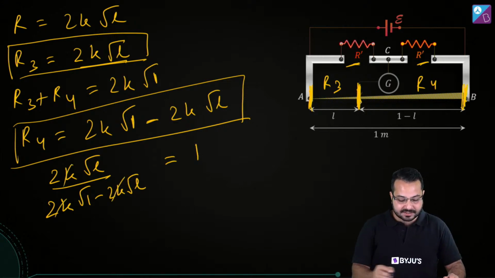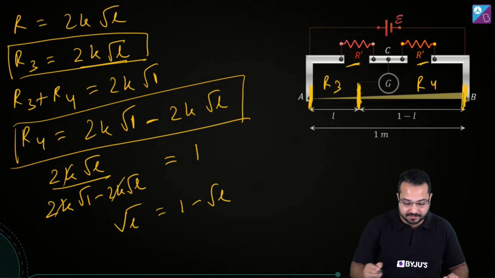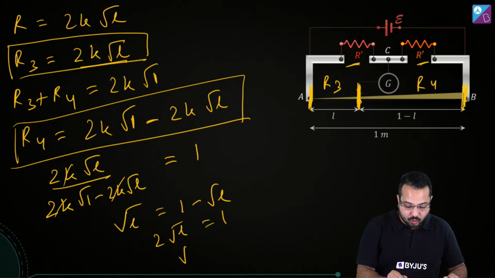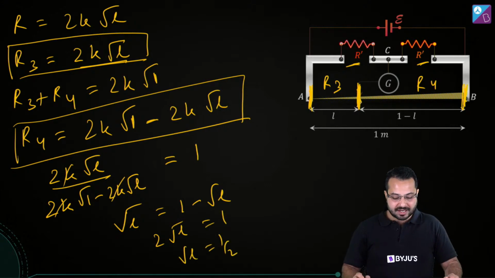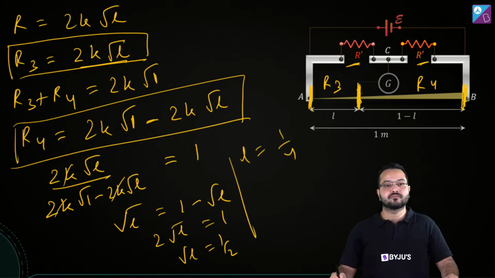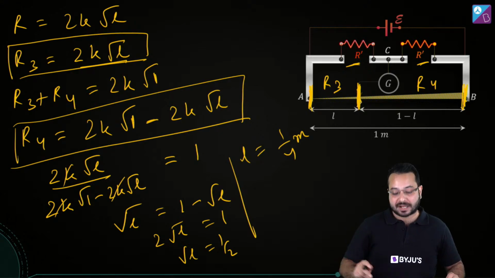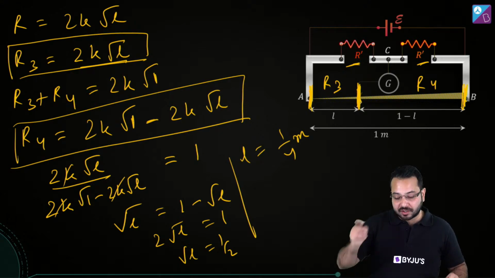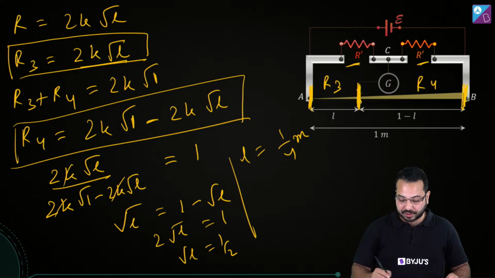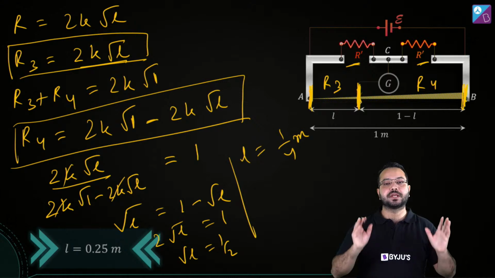So what do we get? 2K, 2K gets cancelled. So root L is equal to 1 minus root L. Hence 2 root L is equal to 1. Hence root L is equal to 1 by 2, and hence L will be equal to 1 by 4. So the length is going to be 1 upon 4 meter. This value of L, 1 by 4 meter, is where we find the null point. So my answer should be L is equal to 0.25 meter.